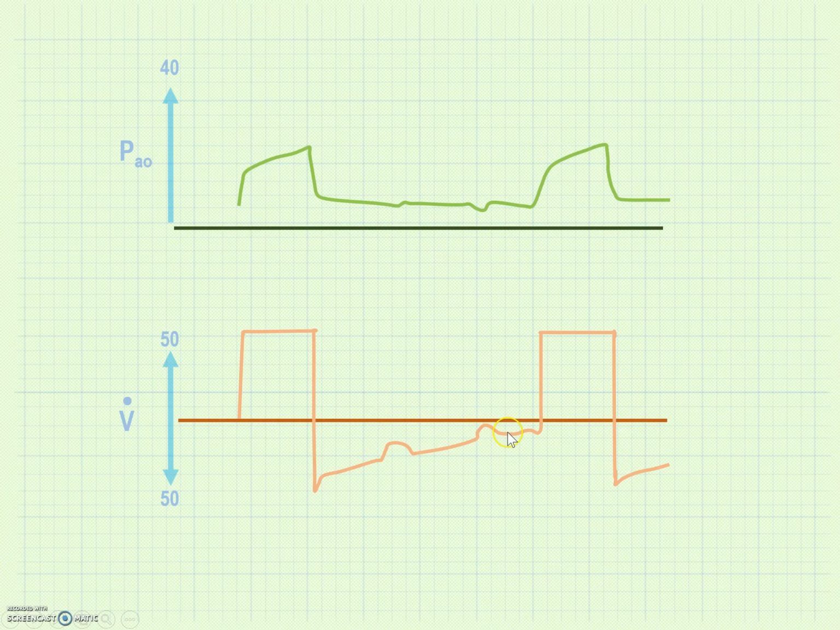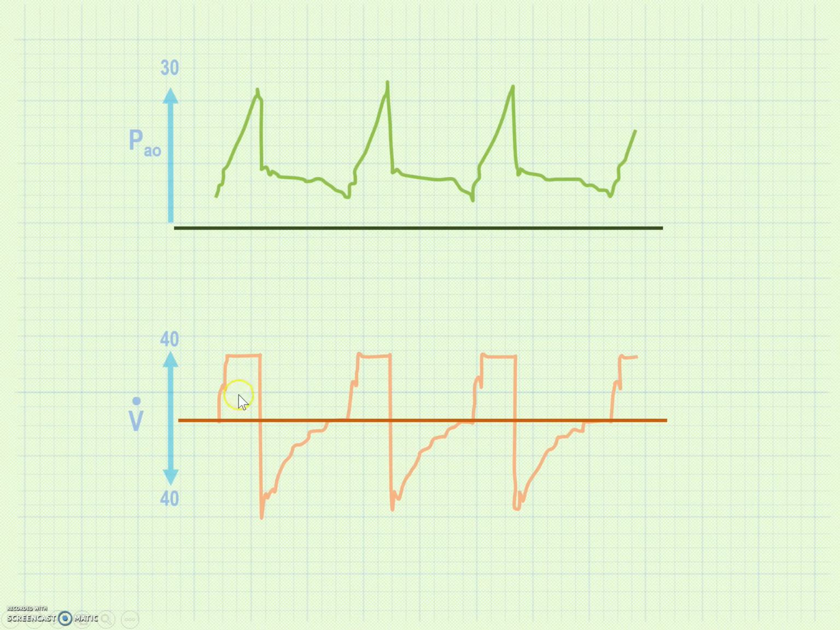So there's efforts going on here. It's a square wave, so you know it's a volume control, a volume targeted type breath. And there's a relatively high bend in the pressure time curve, so this patient may have some compliance problems, but we don't entirely know. Nevertheless, this is the dependent variable, this is the independent variable, this is what the clinician is controlling.